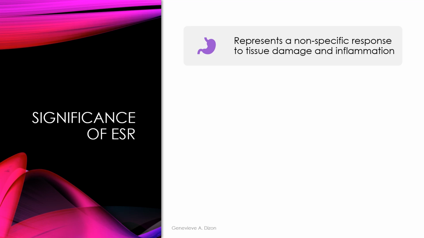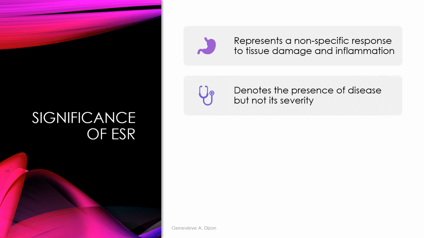For tissue damage, like degenerative diseases or tumors, and even most acute and chronic infections, can cause changes in the plasma proteins as well. Second, it denotes the presence of diseases like tuberculosis and carcinoma, but it cannot detect its severity or its level. Next, it reflects the changes in the plasma proteins. That means that it can denote the abnormal concentration of plasma proteins like fibrinogen and serum globulin.